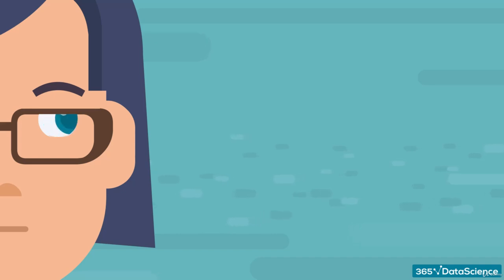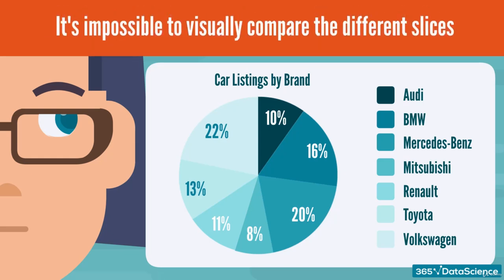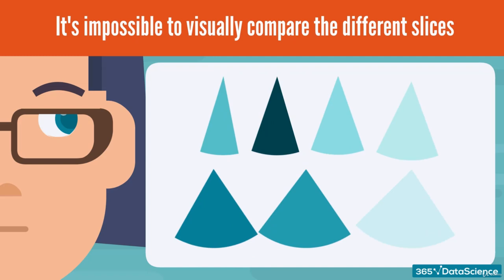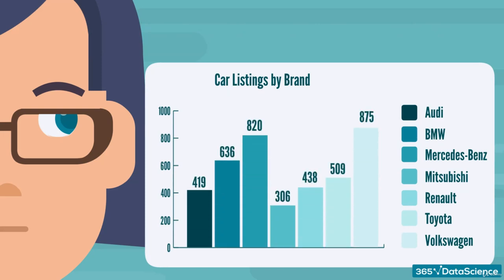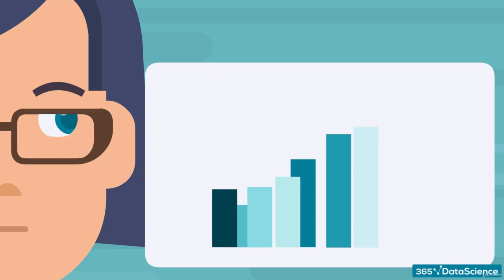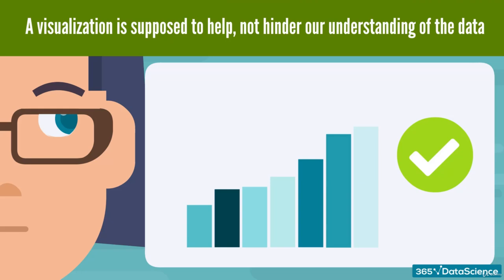Let's see for ourselves. This pie chart shows ad sales by different manufacturers for used cars. It is not hard to understand what is being shown. That's why there is a common misconception that pie charts are useful. What is confusing and often impossible for people is to visually compare the different slices and order them from largest to smallest. If we look at the same information, this time in the form of a bar chart, the picture's much clearer. The difference between each category is suddenly much more pronounced, as it should be. After all, a visualization is supposed to help, not hinder our understanding of the data.